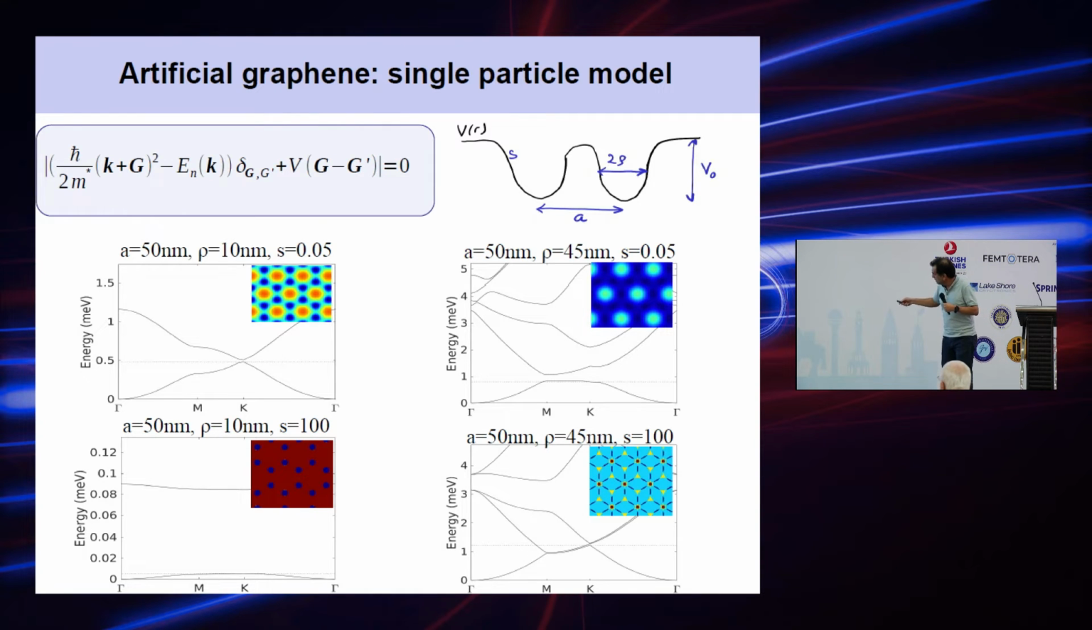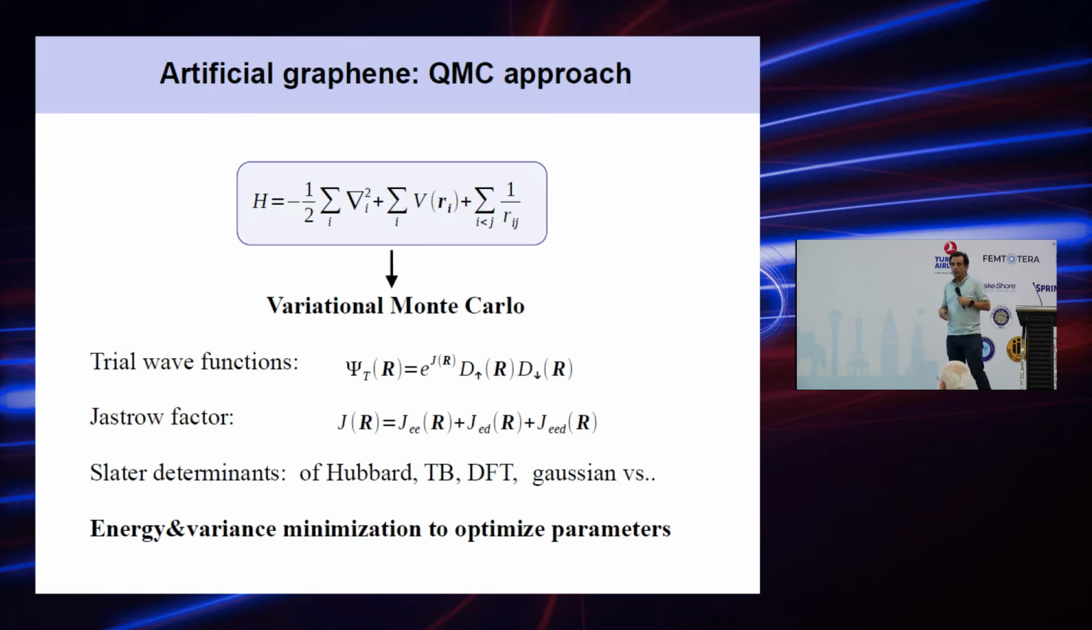Now let's try to do some many-body investigation. So the goal is to solve the many-body Hamiltonian with an effective mass approximation again, with this model potential, as accurately as possible. So here I'm going to use variational Monte Carlo, continuum Monte Carlo in real space. We are also doing diffusion Monte Carlo to complete these calculations, but this is ongoing work. So I will focus on variational Monte Carlo results here.